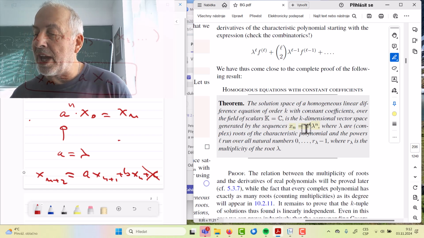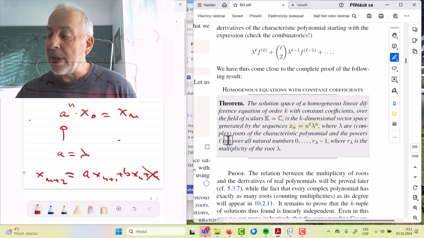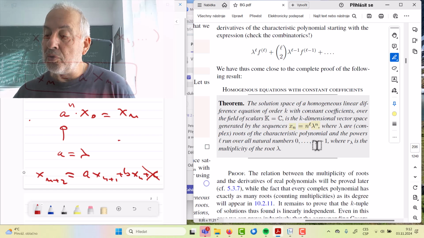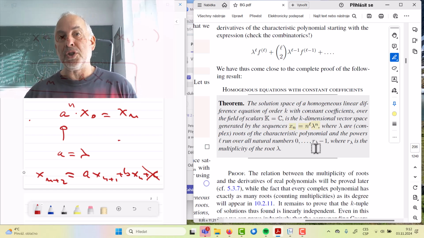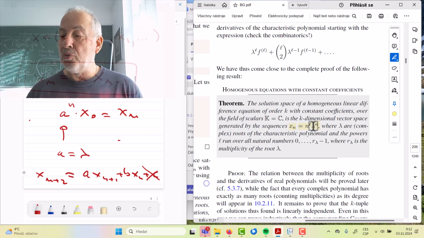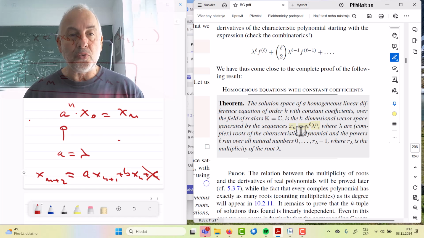So x n equals n to the l times lambda to n, where lambda are the, possibly complex, roots of the characteristic polynomial, and the powers l go through 0 to the multiplicity minus 1. So if the multiplicity is just 1, it's only the lambda to n there. If we have multiplicity 3, there will be 2 more, n times lambda to n, and n squared times lambda to n. And that's the complete set of the nice solutions.